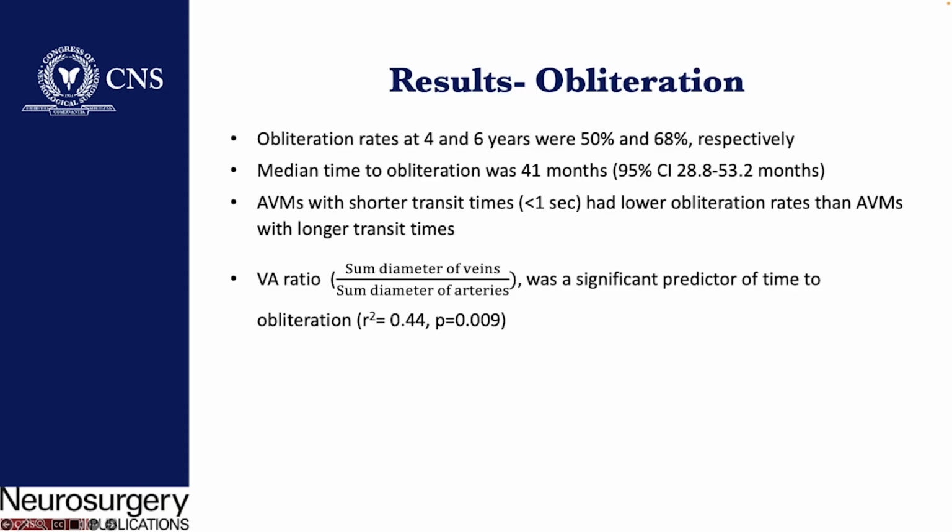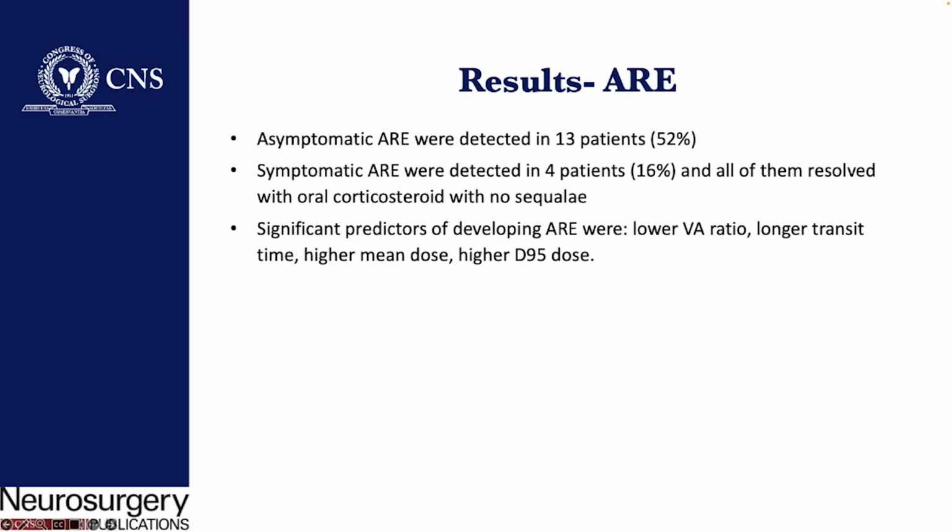Obliteration rates at 4 and 6 years were 50% and 68%. The median time to obliteration was 41 months. AVMs with shorter transit times of less than 1 second had a lower obliteration rate than AVMs with longer transit times. And the VA ratio, which is the sum of diameters of draining veins to the sum of diameters of feeding arteries, was a significant predictor of time to obliteration on linear regression.